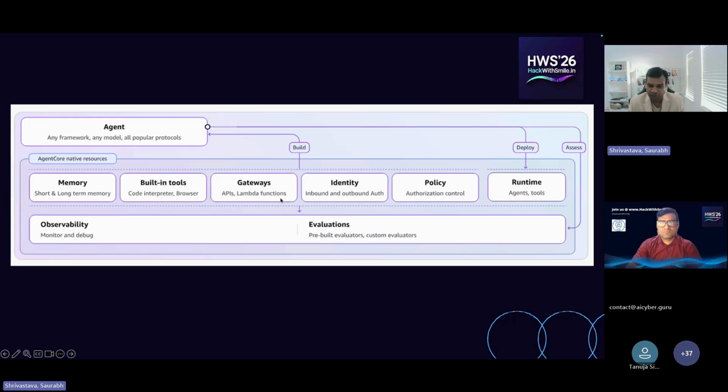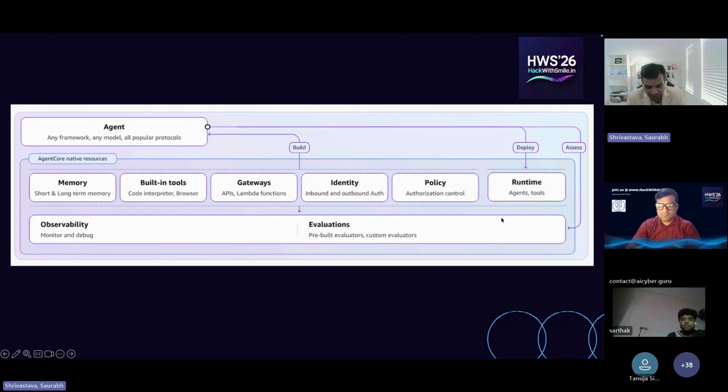Then gateway is more like API calling. Authentication is important. Who should access the agent, who should not, inbound, outbound authentication. What kind of authorization you want to give, what kind of action they can do. And runtime is where you are going to deploy your agent, right? And then observability is to look at everything. So this is an overall, very high level platform view. And I will give you some resources on how to dive deep into this entire architecture.